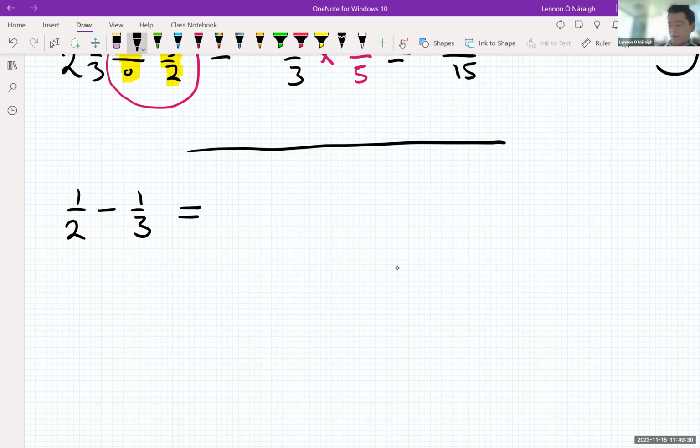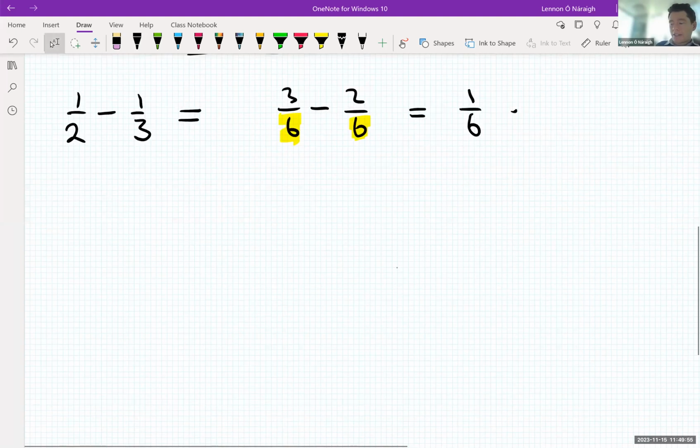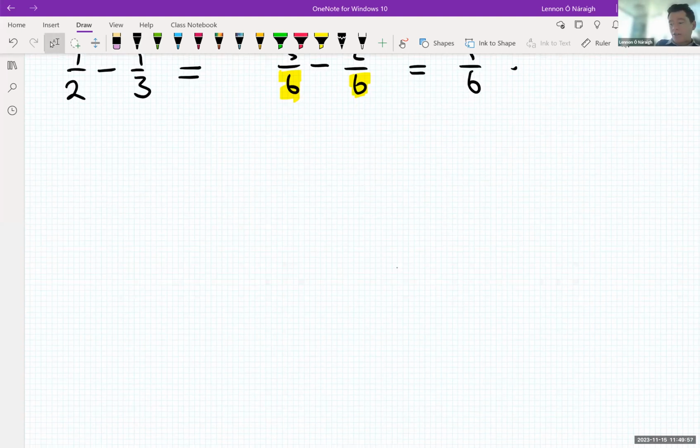Here I'd suggest it is obvious, and it's a 1/6. So the 1/2 can be written as 3 over 6, and the 1/3 can be written as 2 over 6. And now that the denominators are the same, I can subtract the upstairs. So this is 3 over 6 minus 2 over 6, which is 1 over 6. And that's my final answer. So I said sometimes it's obvious what the common denominator is. Sometimes it's not so obvious.